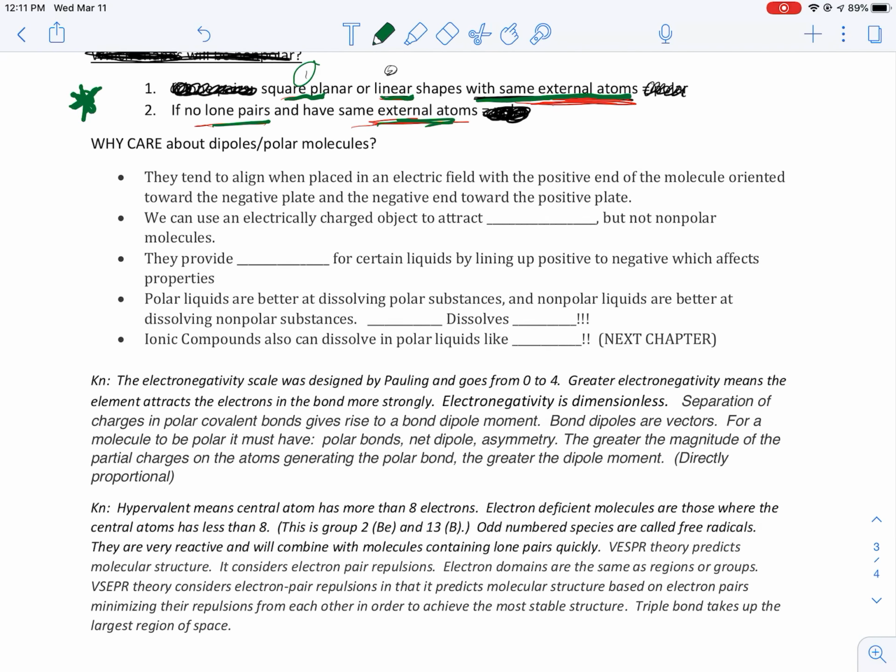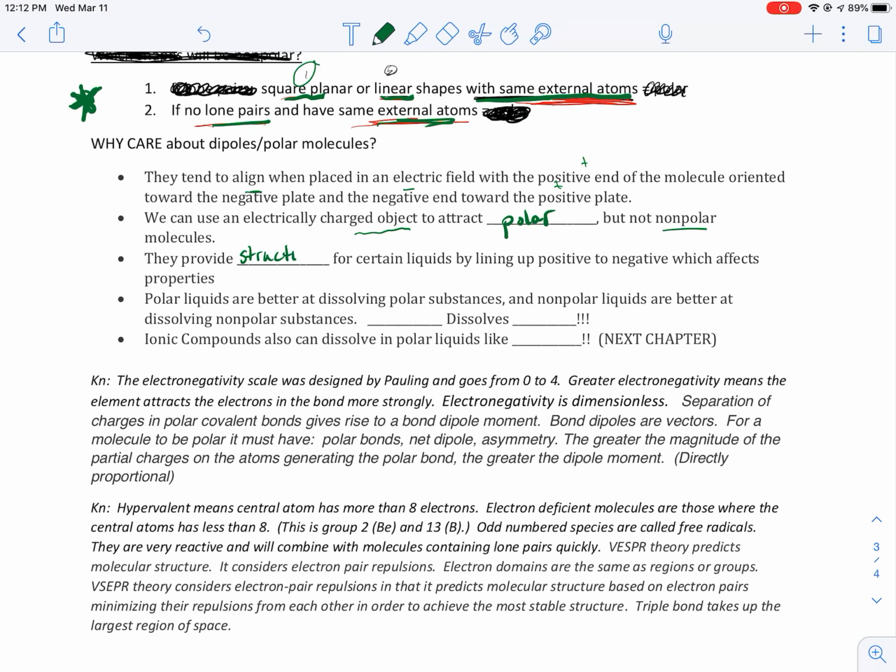And then just a review on why we care. They tend to align when placed in an electric field, with the positive side of the molecule oriented towards the negative plate and the negative part of the molecule towards the positive plate. This is a separation technique that we use that's super helpful. You can also use an electrically charged object to attract polar things, but not nonpolar. So if you have a mixture of something polar and something nonpolar, you can separate them. We talk a lot about separation in chemistry because when you do reactions, you end up with mixtures, and usually it's one thing you want and one thing you don't want. So the separation techniques are important.